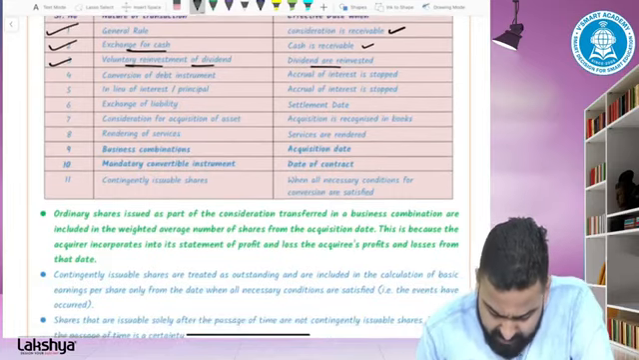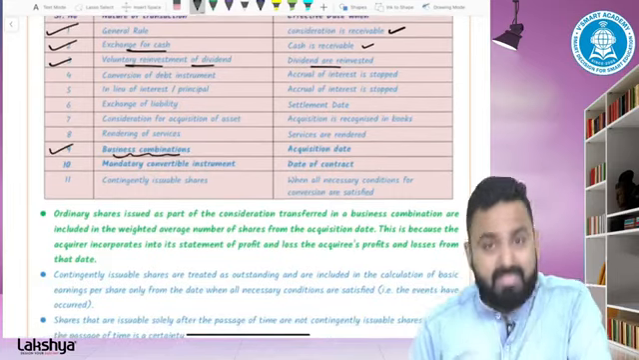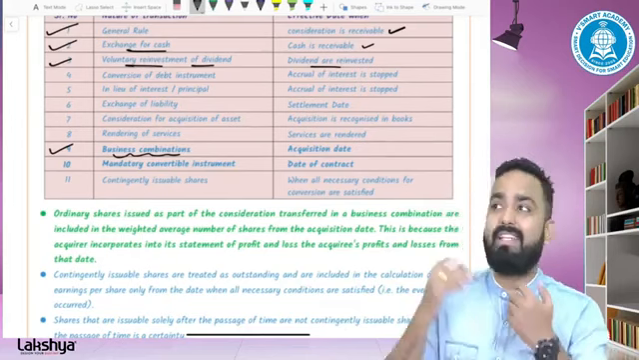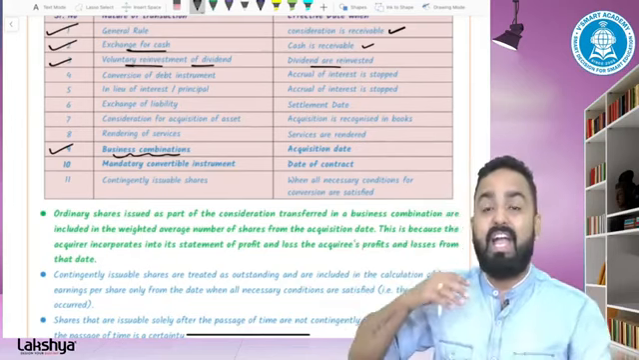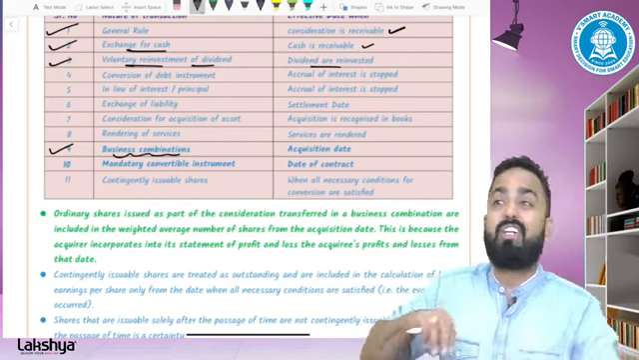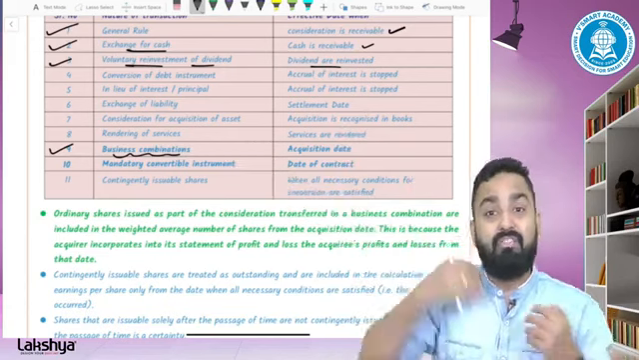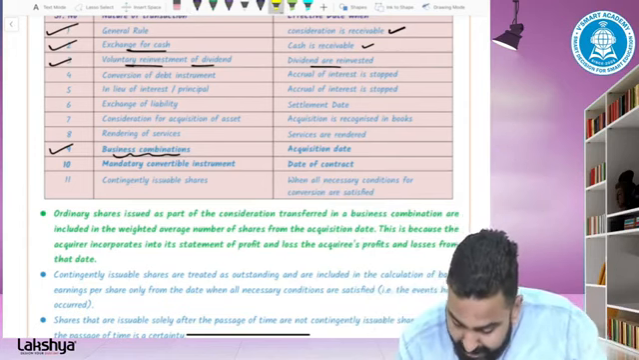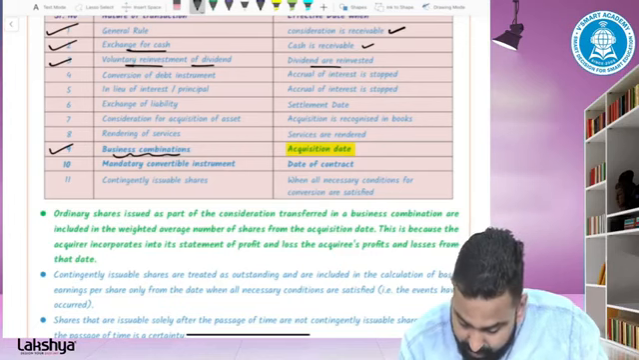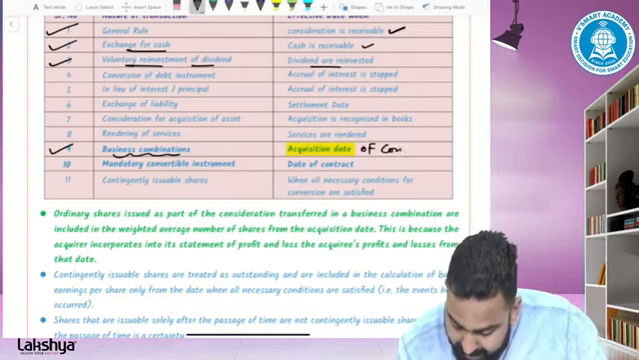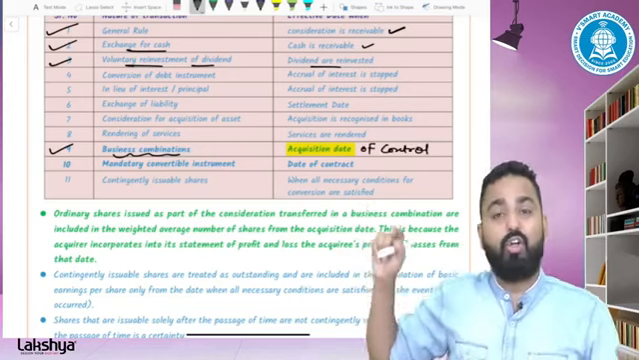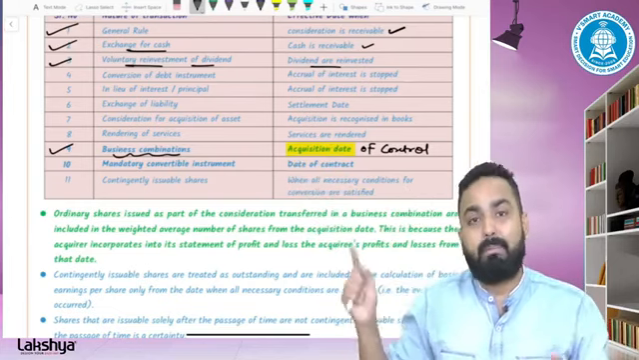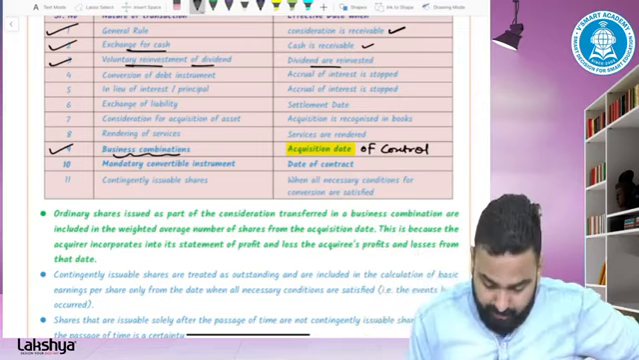Now, in case of business combination, which means acquisitions, one company takes over the business of another company and issues its own shares to the shareholders of the other company. When it issues the shares, it is basically the date of acquisition of control. When we got control over the other company, that date will be taken for the purpose of the weighted average under business combination.